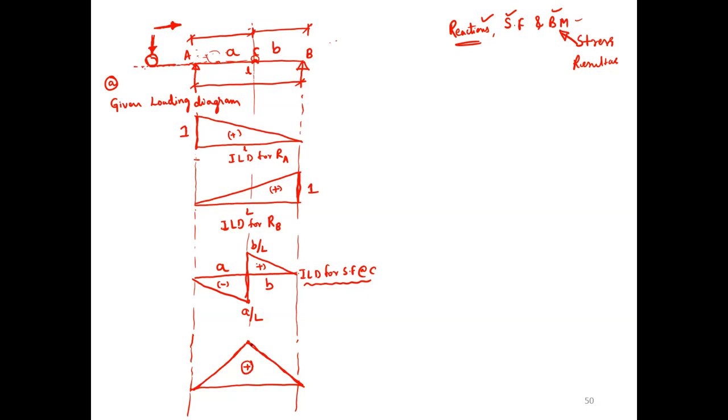It is positive and this magnitude is AB by L. So this is total length L. And you know that these distances are A and B. A and B, AB by L. This is ILD for BMD. ILD for BMD. Okay. See, now I will give you.